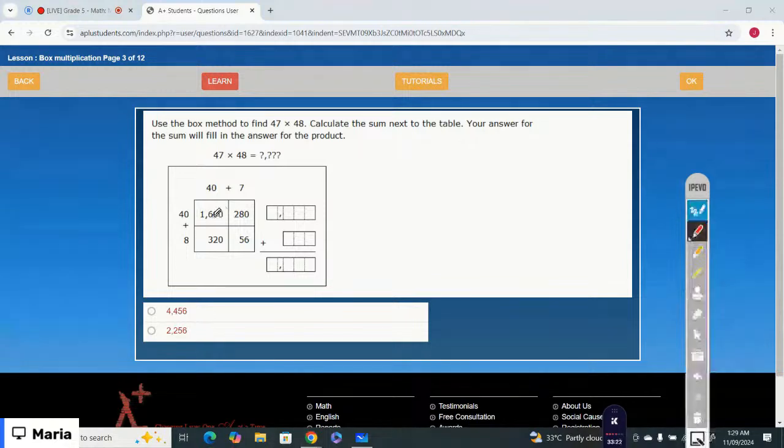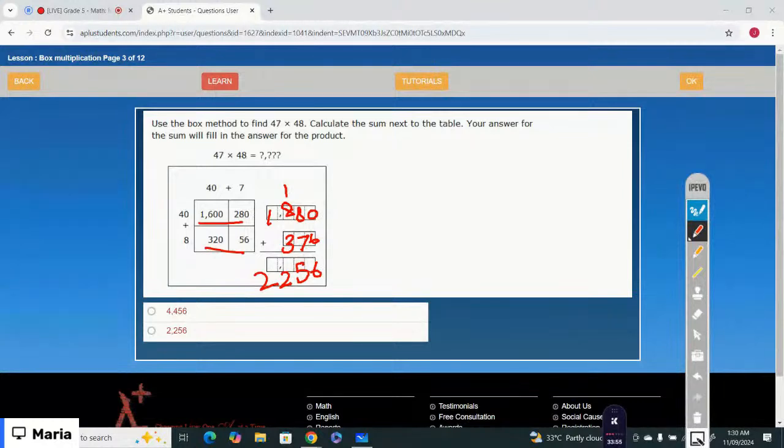Just add the numbers like this. 1600 plus 280 is 1880. Then add them this way. 6 plus 0 is 6, 5 plus 2 is 7, and 3. So you can then add: 6 plus 0 is 6. 8 plus 7 makes 15, 5, 1 carry. 8 and 3, 11, and 1, 12, 1 carry. And that is 2256. Option number 2 is the correct option.